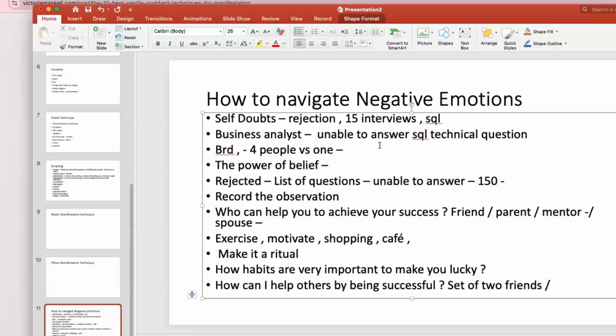So first thing, how to navigate negative emotion: avoid circumstances that can trigger you. You can watch social media for some time, but not after 7 p.m. before you go to bed. You have to be very careful. So when you do all these manifestation techniques, make it a point that I'm going to watch whatever motivates me. That's all. If I feel that this is unnecessary, then I'm not going to watch it.